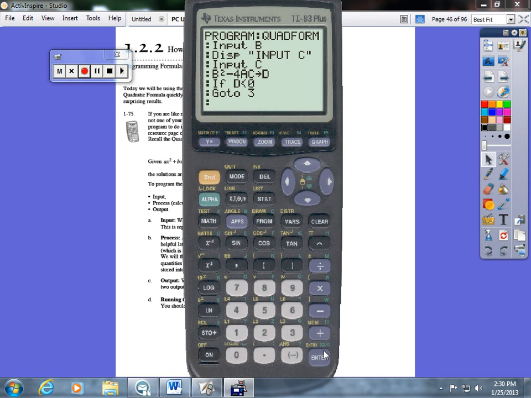So we've got to plug in the rest of the quadratic formula here. The opposite of B plus the square root of D.